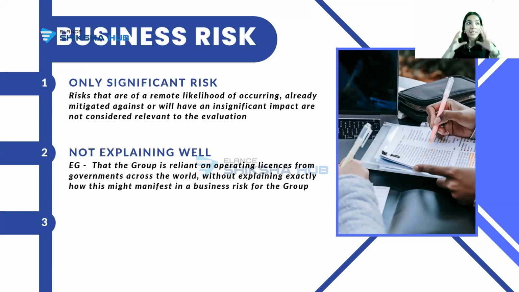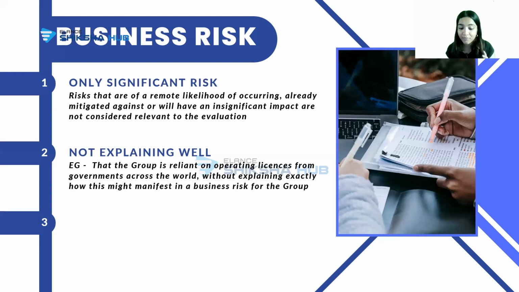Not explaining well. This is the major mistake that you make: you don't explain it well. It is very important for you to understand that you will not get enough marks if you do not explain it well. For example, the examiner has given us an example as well, that the group is reliant on operating licenses from the government across the world. Now, if you only identify this and say this is a significant business risk, you will not be getting more than half marks, I can guarantee. Why? Because you did not explain what the risk is here, how it will impact our business. Now, when will this risk become significant? If my license was revoked or my license was not renewed. Due to these two conditions, I could actually stop operating, right? So this impacts my business.